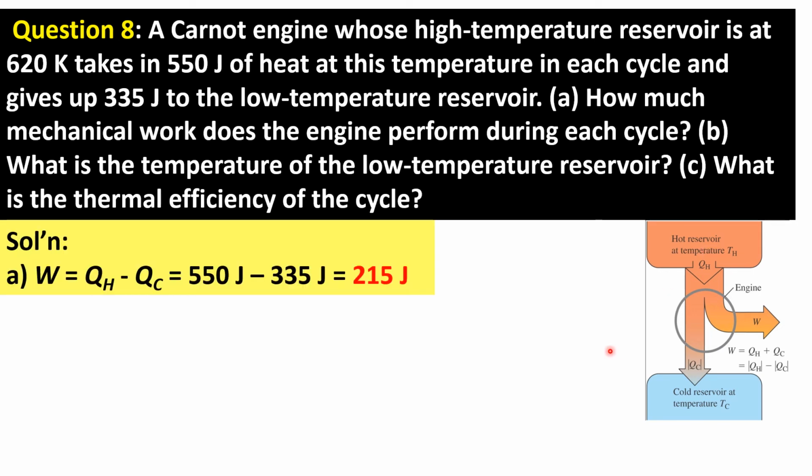First, to find the work done or the mechanical work, using the formula W is equal to QH minus QC, we just substitute the amount of heat input and the amount of heat discarded. 550 joules minus 335 joules will give us 215 joules of mechanical energy.